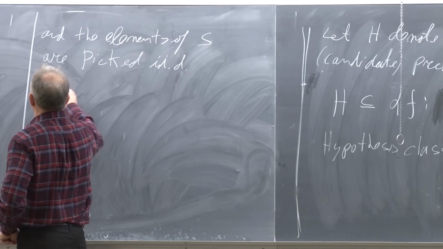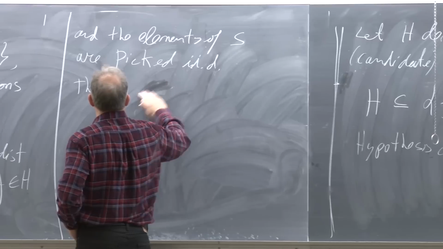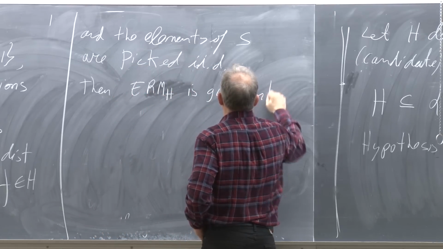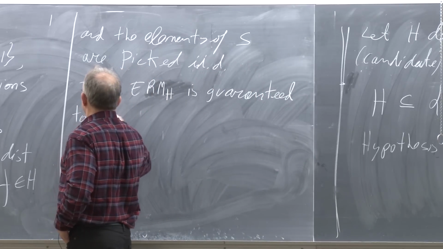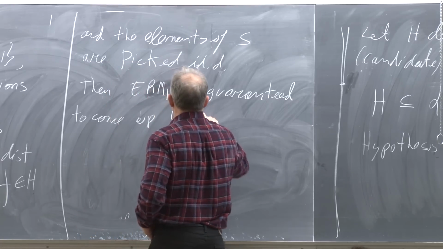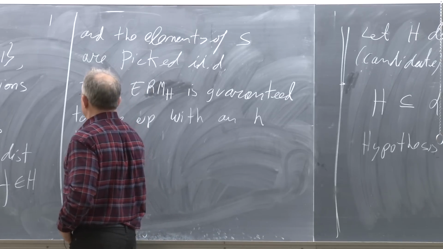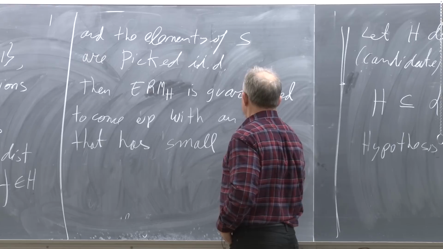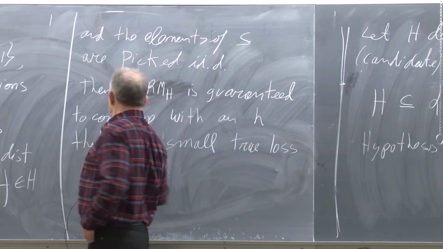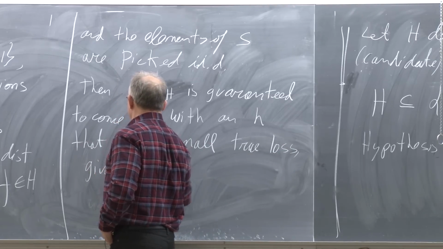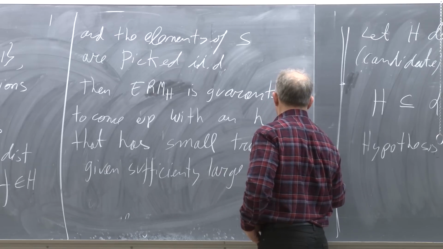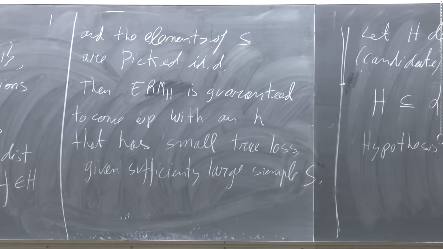Then ERMH is guaranteed to come up with an h that has small true loss given a sufficiently large sample S. So I'm not completely precise here. I don't want to state the exact parameters now. We will prove it, and we will see what parameters come out of the theorem.